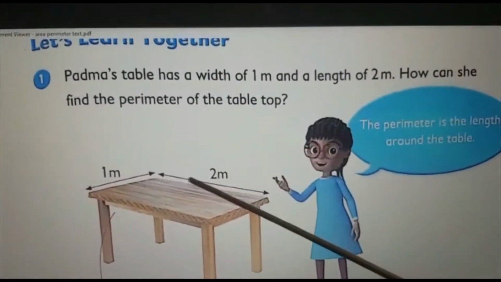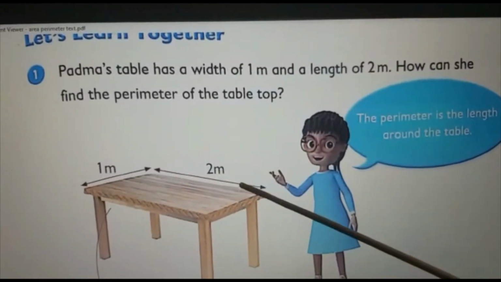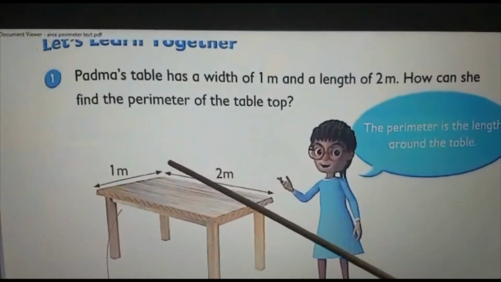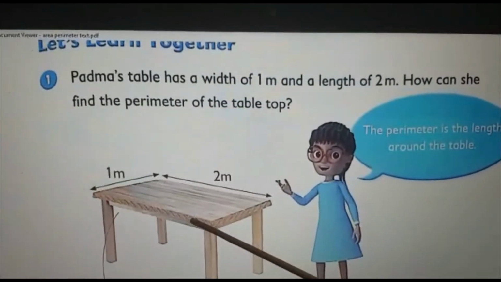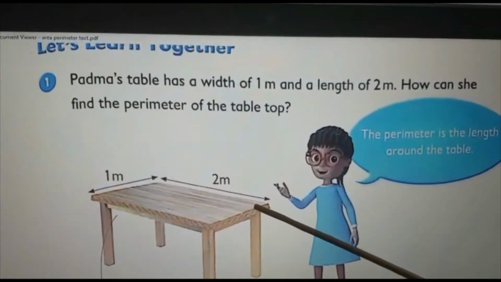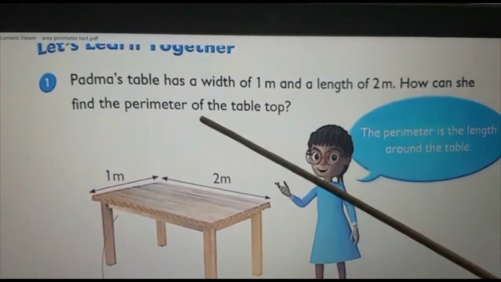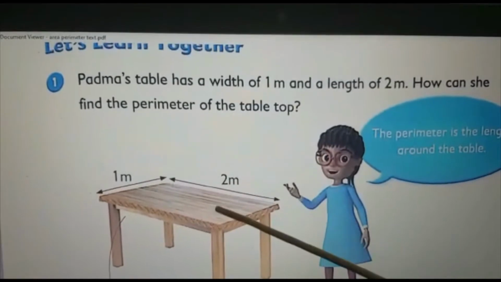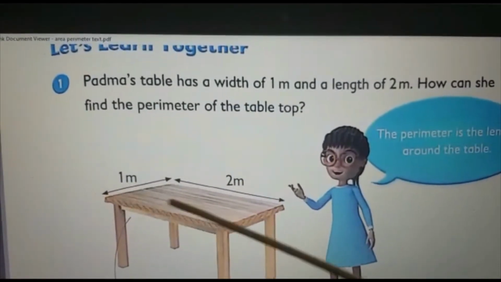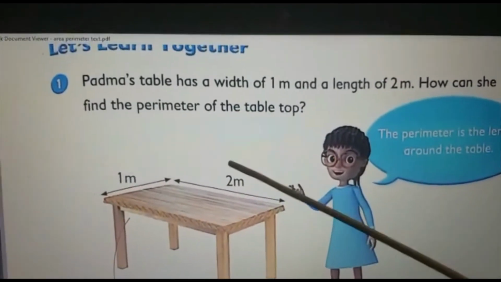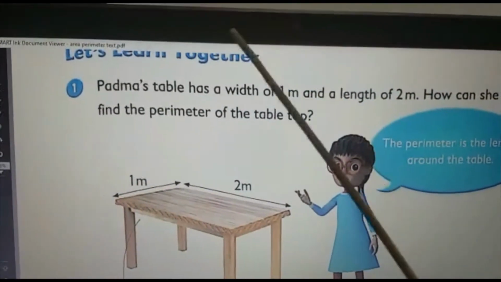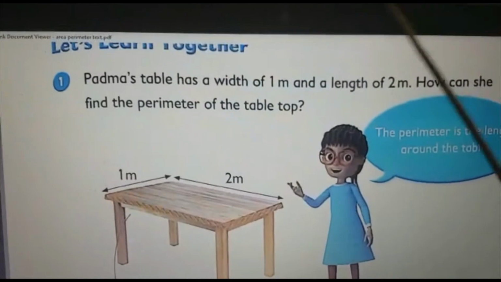Okay. She wants to find the perimeter of this tabletop. So we know the perimeter is the length around the table. In this case, the length around this table is the perimeter. Okay. So how can we find it? We know the equation. Either you can do 2 meter plus, here, if it is 1 meter, here also it will be 1 meter. Is it? 2 meter plus 1 meter plus 2 meter plus 1 meter. Or we can straightaway use the equation, which is the correct method.